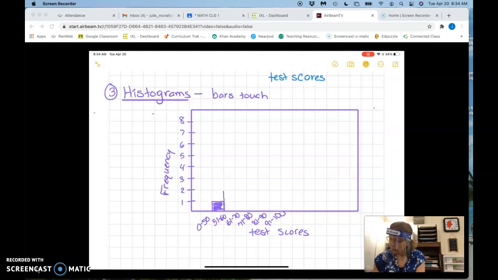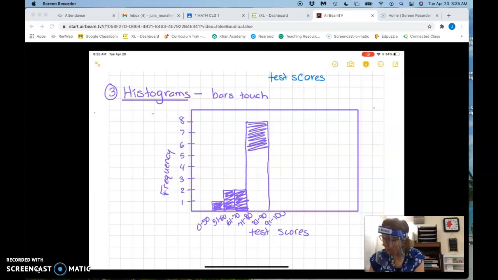Then I have 2. Okay, so notice no space between my bars. They're all touching each other. And then I have 8, so I'm going all the way up here. And the last one I had 4.